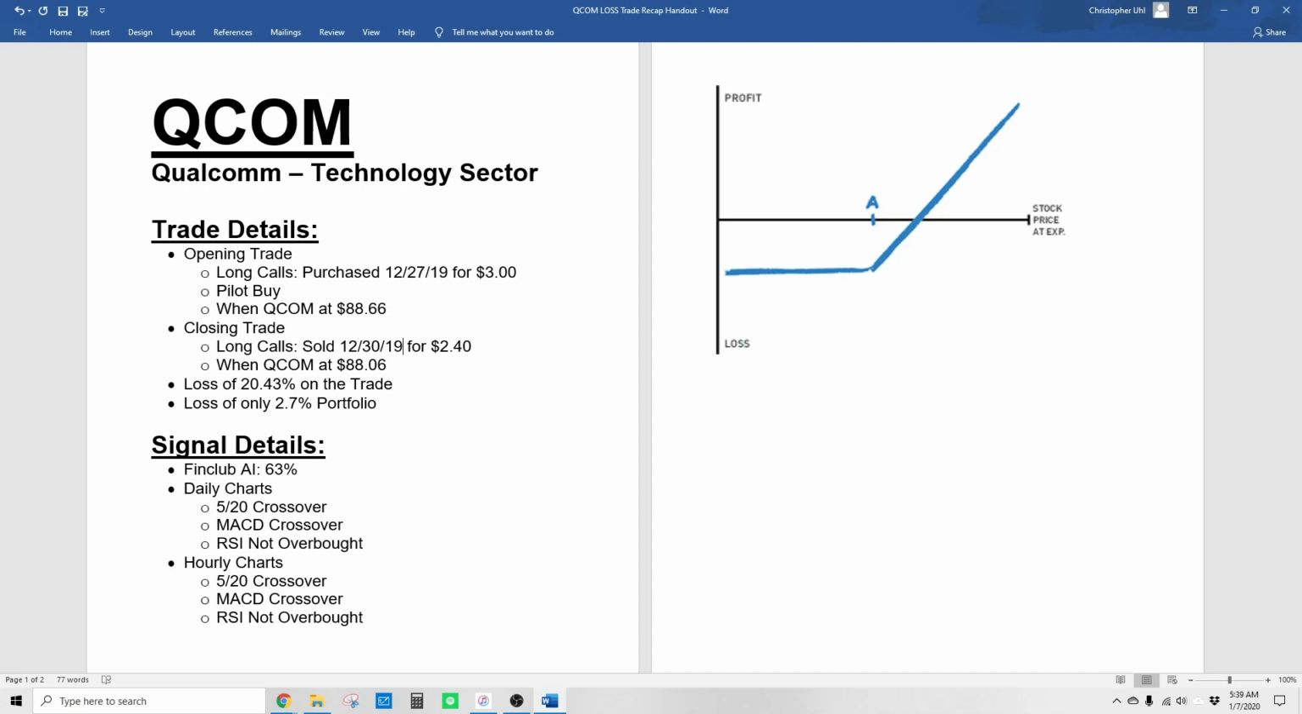We had FinClub AI showing 63% rising, and 63% rising is a lot stronger signal than 63% falling. Daily charts, everything was crossed over. Hourly charts, everything was crossed over. Everything was hunky-dory when we entered the trade, but it didn't work out. So let's talk about it.